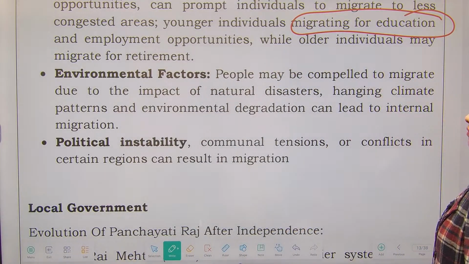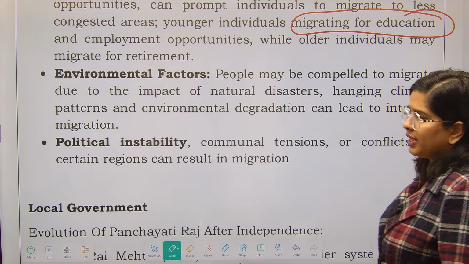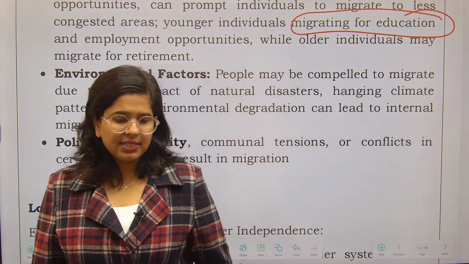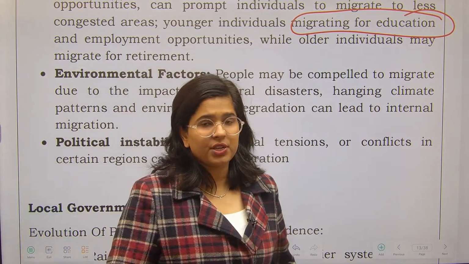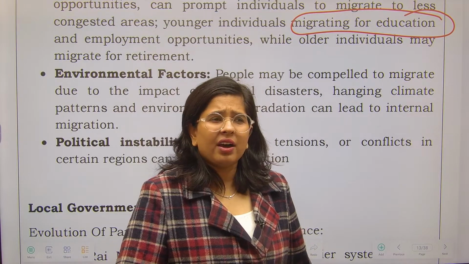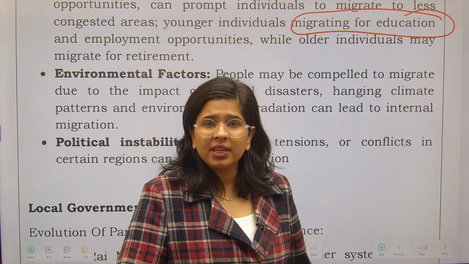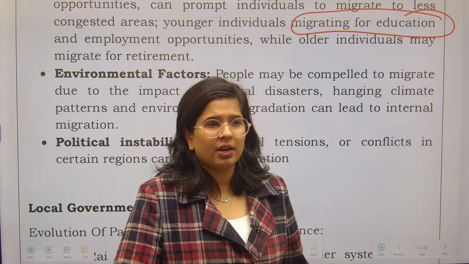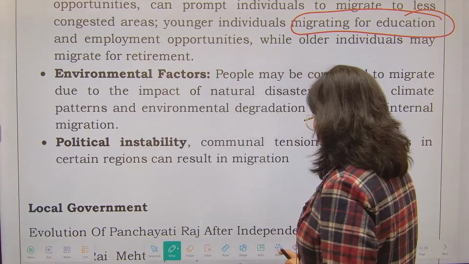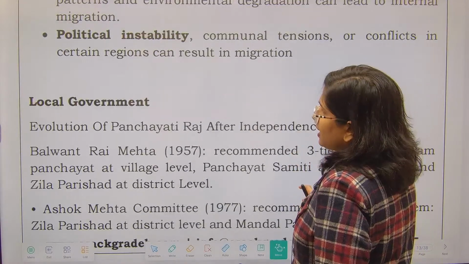Okay, and then we have climate patterns, environmental degradation, political instability, communal tension, conflicts, etc. They can result in migration. So these are all the factors responsible for internal migration as well as external migration. Very much in the nature of common sense, so not much of your attention is required over here. Now moving ahead and talking about the local government, right?